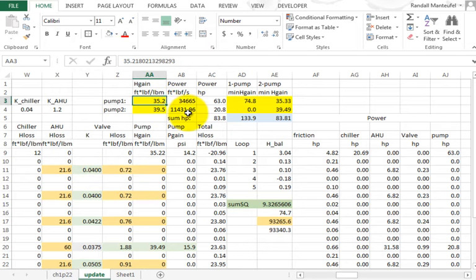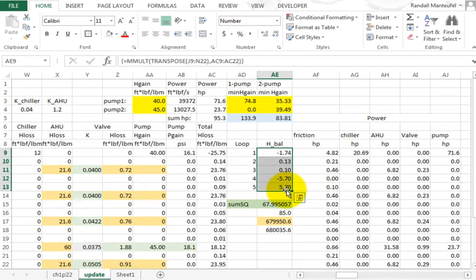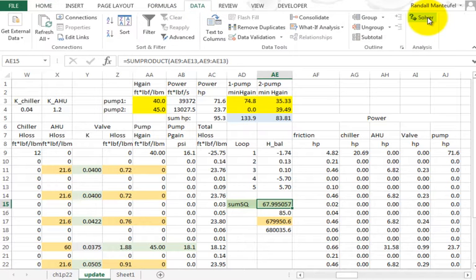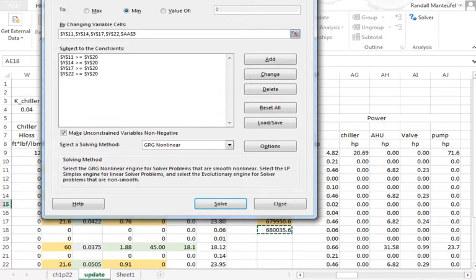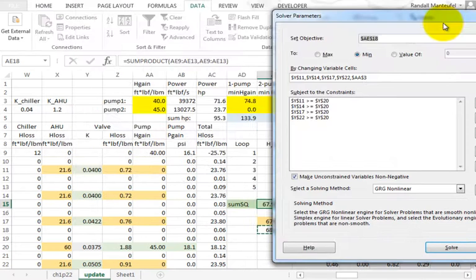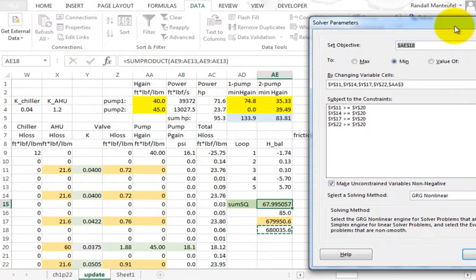And we didn't know what the pump needed to be. It needed to be 40 and 45. And you could tell that the head balances aren't as balanced as I'd like them to be. So what I'd like to do is come in here, that'd be my objective function, go under the data tab, go under solver, and you can see I've done this before. And let me go ahead and hit this one right here. So I'm selecting that cell as my objective function.